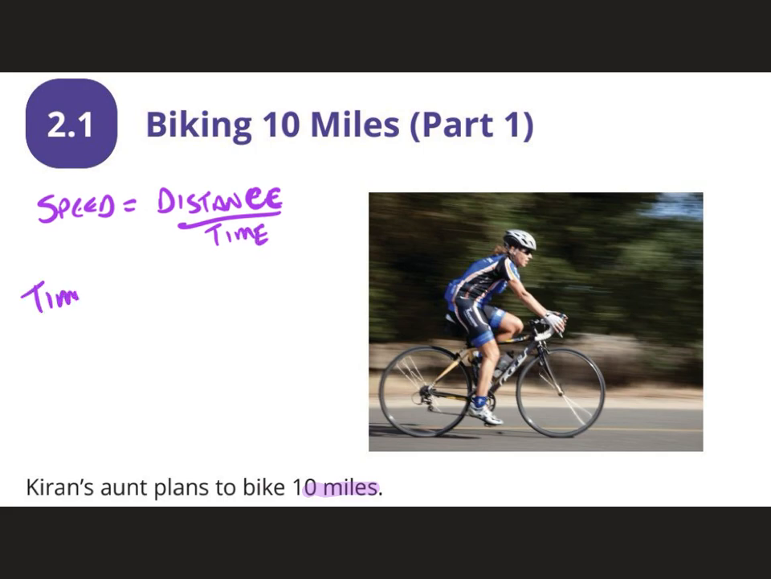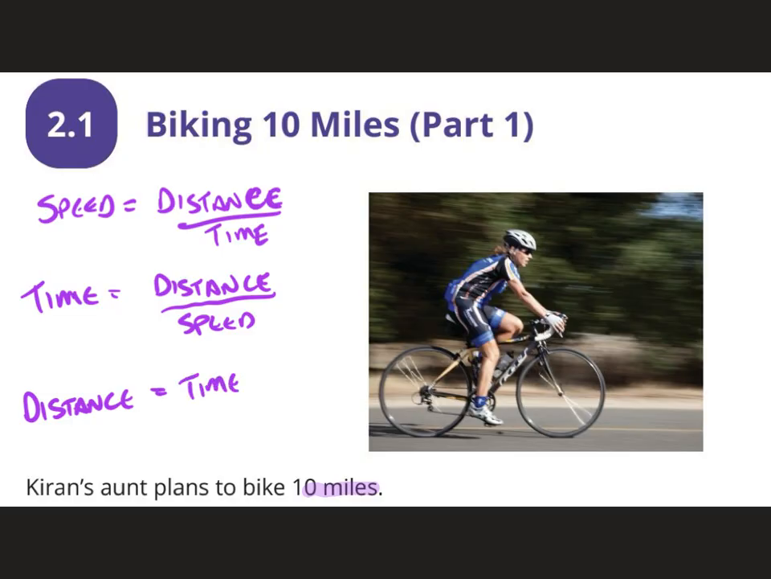Time equals distance over speed. And distance equals time times speed. Now, this is called a family of equations. You have the same variables in different places. So whatever you're looking for goes on the left. You have to be given the other two.